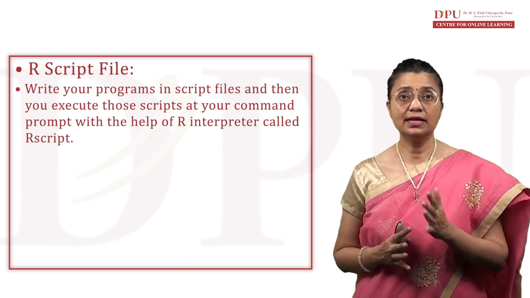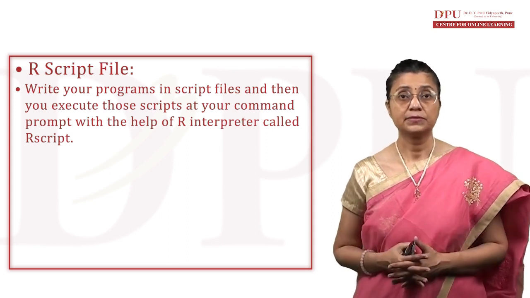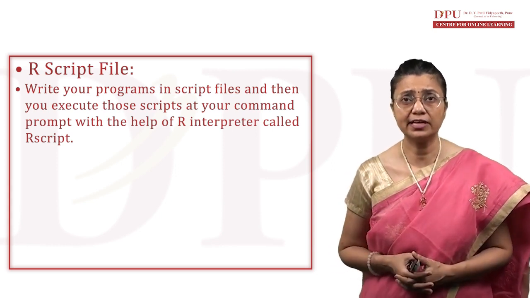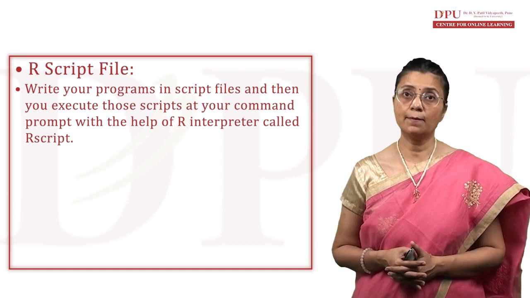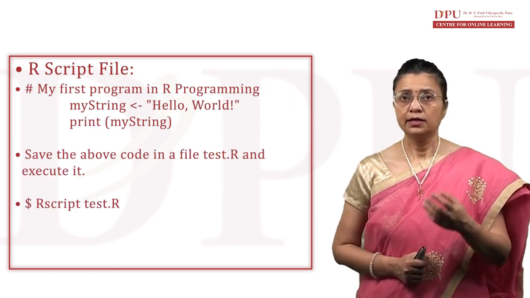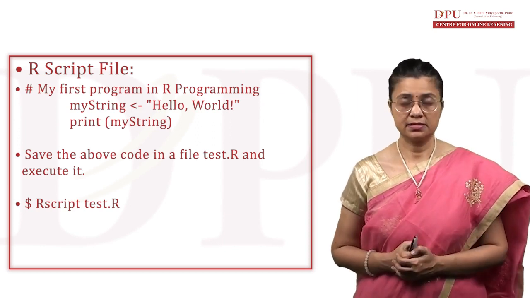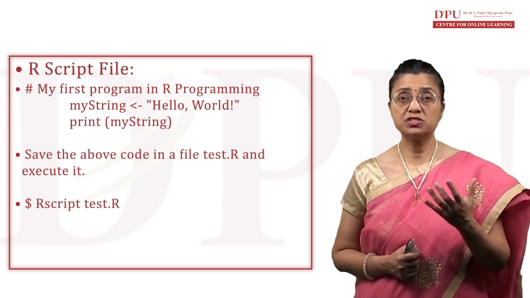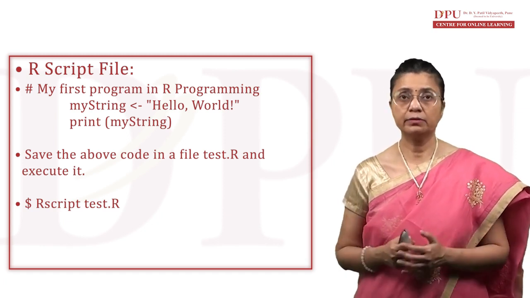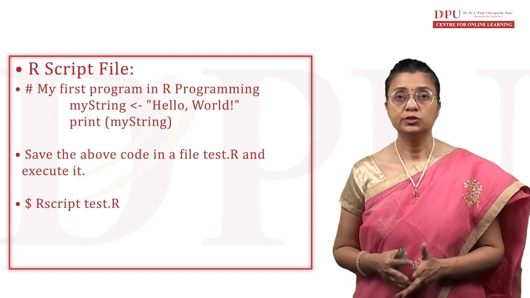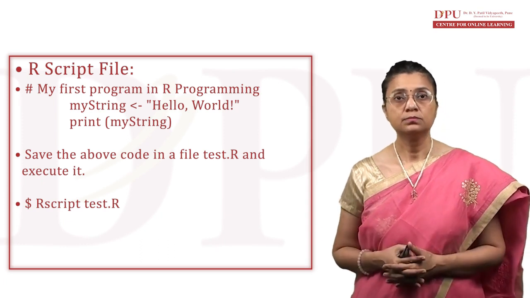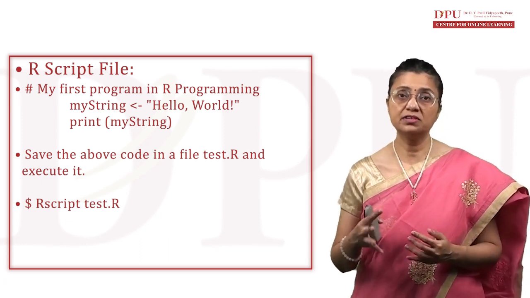So if it is a test file, it is called test.r. You can see under this example that you write your program in script files and then execute those scripts at your command prompt. Mainly we are writing the same piece of code in the script file. Here there are three lines. The first one is a hash, which is a comment: my first program in R programming. Then my string, again a variable, which is equated to hello world. You can see the equal to sign written as an arrow, less than symbol and hyphen or minus. And then print my string, where I'm calling the print function.